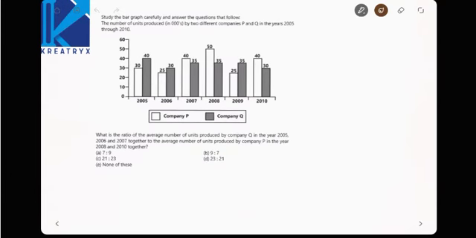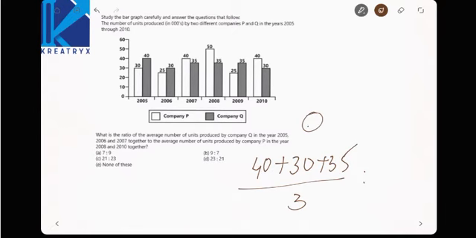Next question: what is the ratio of average units produced by company Q in the years 2005, 6, 7 together, to P in the years 2008 and 10 together? Q in 2005 produced 40, in 6 it is 30, in 7 it is 35. The average is over 3. For P, in 8 it is 50, in 10 it is 40, divided by 2. This must be your ratio.